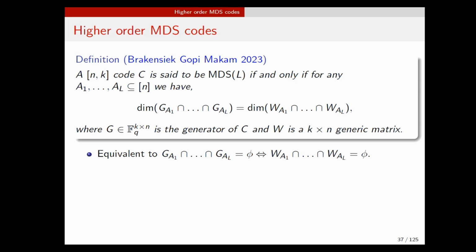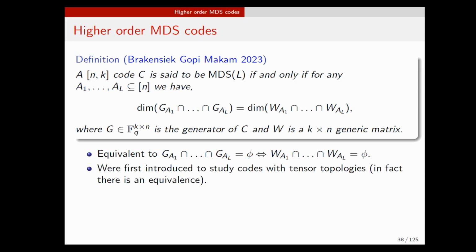Okay, and now it turns out you don't have to necessarily think about this dimension matching all the time. You simply need to say whenever this dimension is 0, or whenever this intersection is empty, it better be empty in A1 to AL. This is not a trivial fact. You need to do a lot of work, but it turns out this is an equivalent condition, just looking at the dimension 0 case. And this is like a subspace characterization.